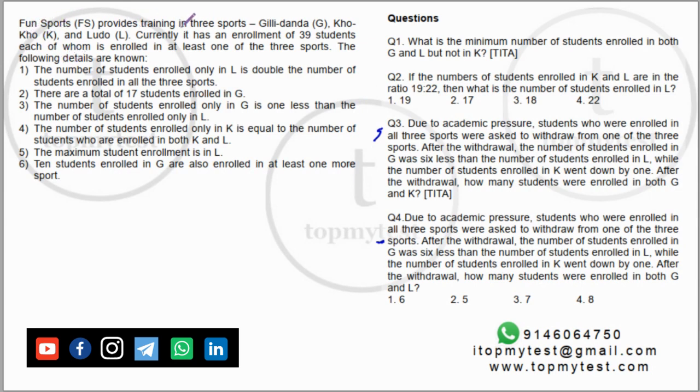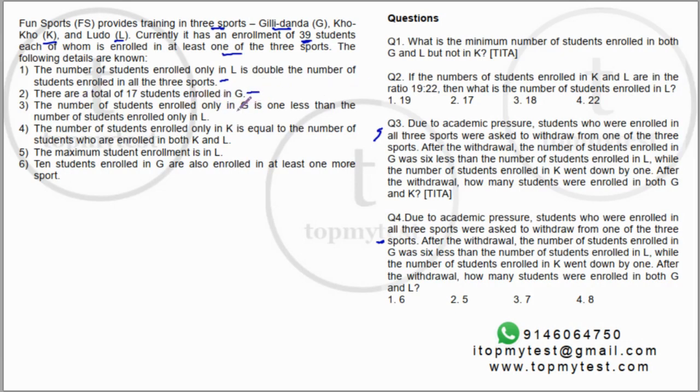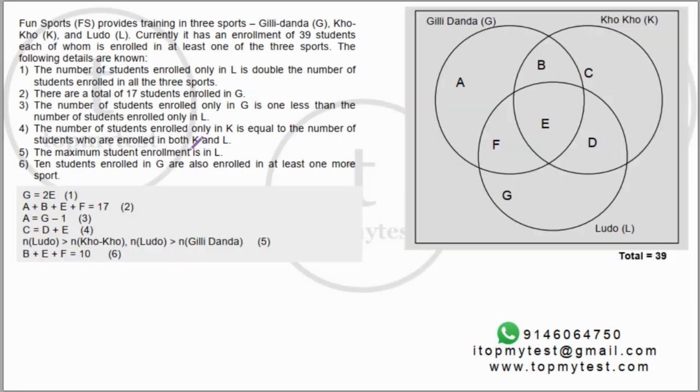Fun Sports provides training for 3 sports: Gilli Danda (G), Kho Kho (K), and Ludo (L). Currently, it has an enrollment of 39 students, each of whom is enrolled in at least one of the 3 sports. The number of students enrolled in only L is double the number of students enrolled in all 3 sports. A total of 17 students are enrolled in G. The number of students enrolled only in G is 1 less than the number of students enrolled only in L. The number of students enrolled only in K is equal to the number of students enrolled in both K and L. Maximum student enrollment is in L, and a total of 10 students enrolled in G are also enrolled in at least one more sport. Okay, so let me just summarize this.